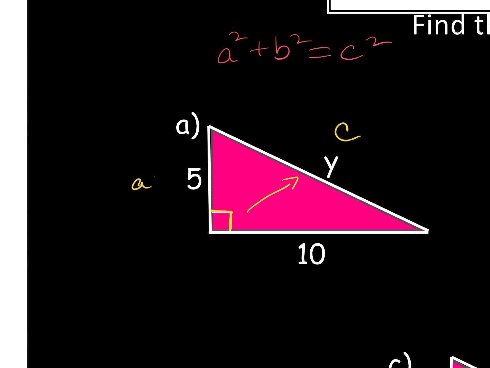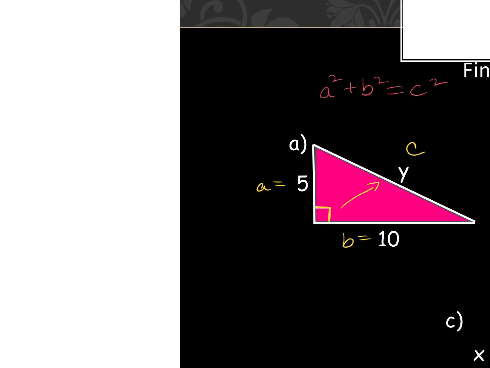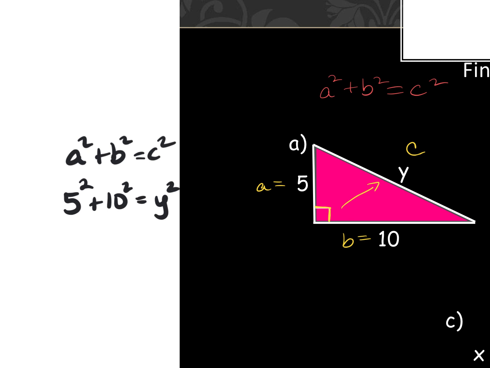If I say that the 5 is my A and the 10 is my B, or vice versa, here it doesn't matter for A and B. So now that I've labeled the three sides, now I can plug it in to A squared plus B squared equals C squared, and then solve. So A I said was 5, B is the 10, and the C squared, or the C, is my Y.